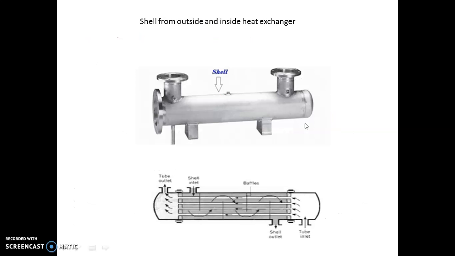I will show the figure of the shell. If we look at this first figure or photo, this is called a shell. The outer part is called the shell, the outer cylindrical casing. If we look from inside, this part, the outer part, is called the shell.